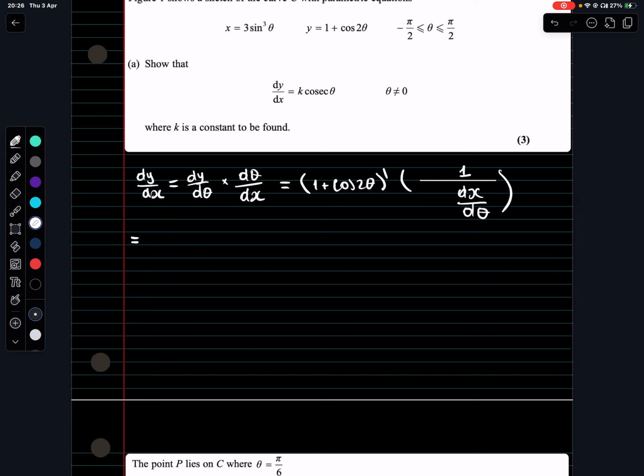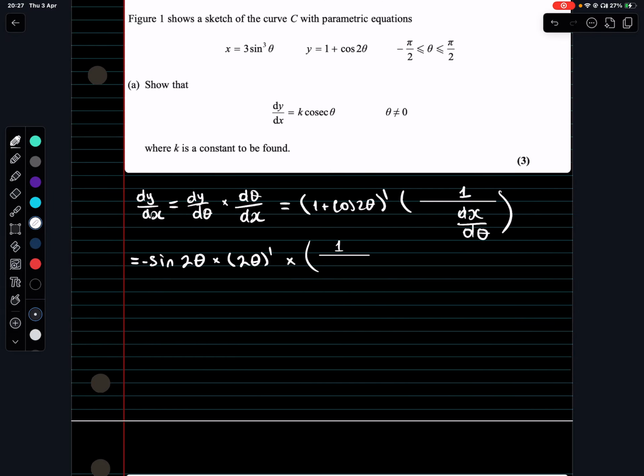Cosine 2 theta, so we need to find the derivative of cosine 2 theta first. That's going to be sine 2 theta, and then that's a composite function, so you need to multiply it by the derivative of 2 theta also. The derivative of cosine gives us a negative sign, and then you multiply by the derivative of the inner part, 2 theta. All right, so the next part is simply 1 divided by dx over d theta.